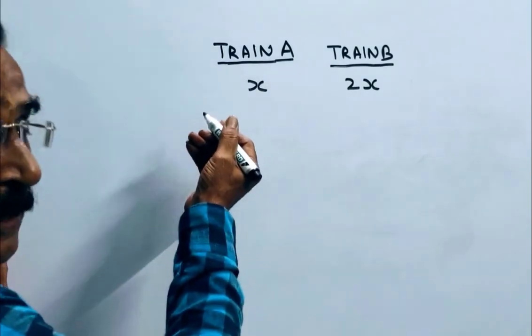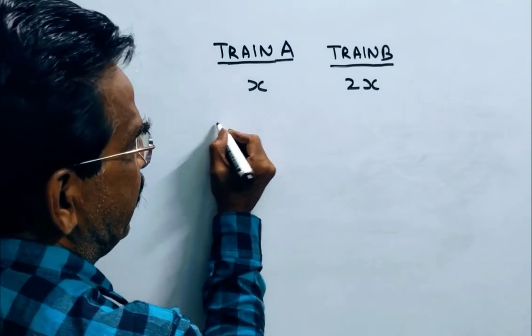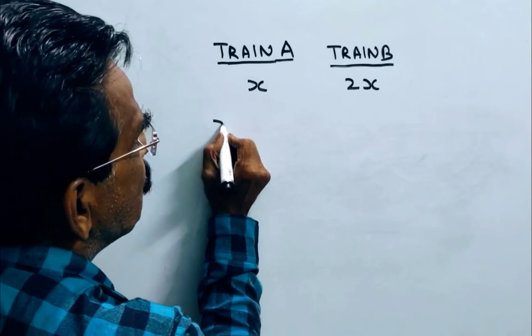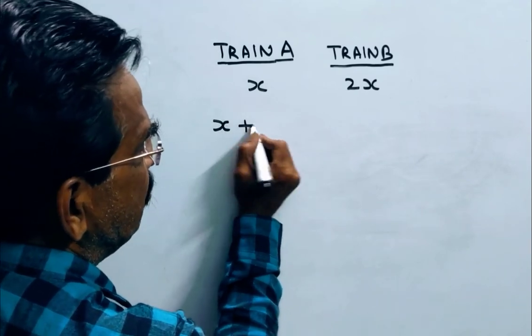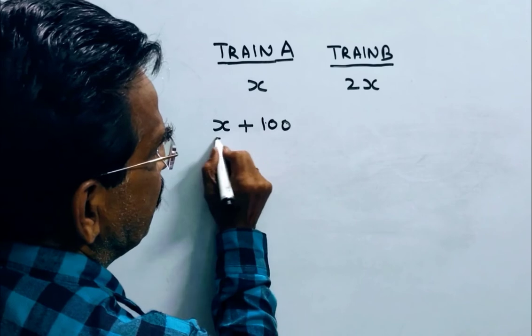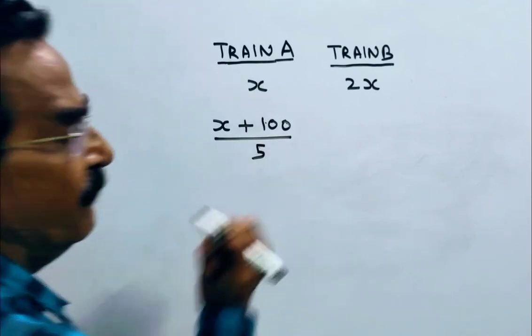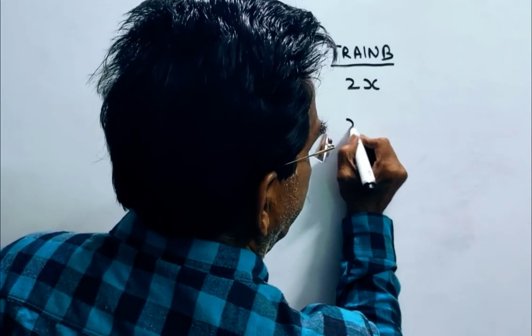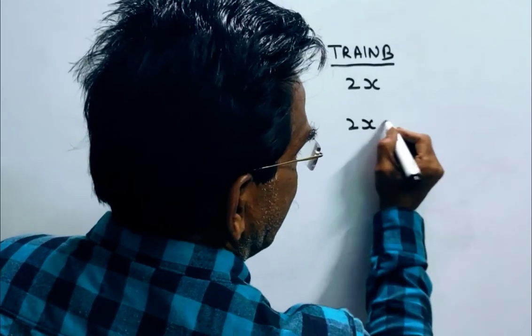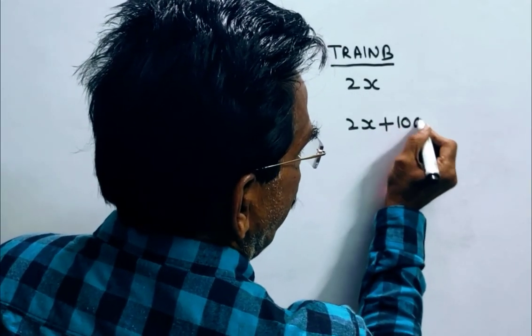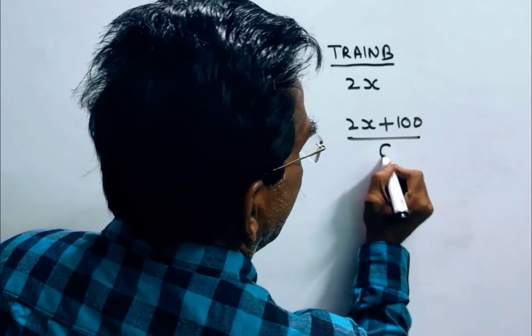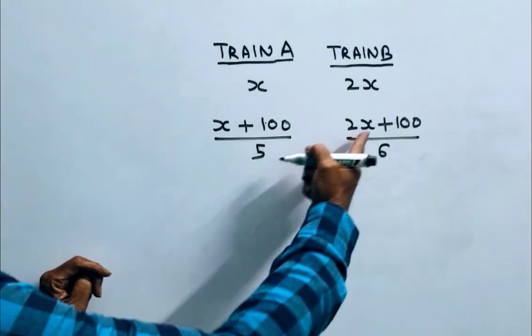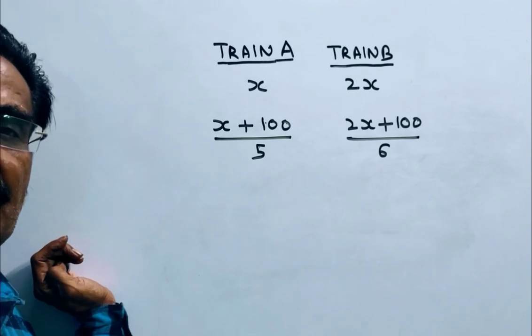So speed of train A is distance by time. So distance is train length plus platform length, by time, 5 seconds. This is the speed of train A. Coming to the speed of train B, distance, train length plus platform length, by time. So this is the speed of train B.